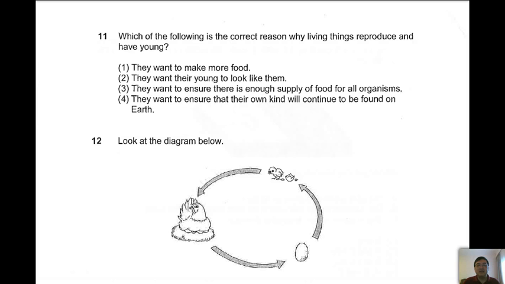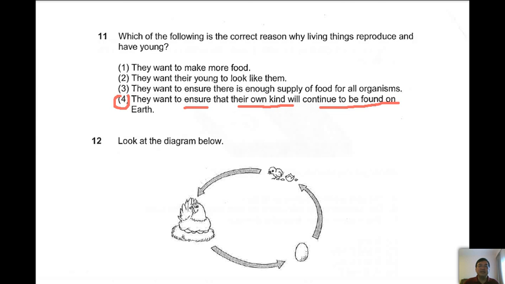Okay, this is obviously the choice, and this is the very classic answer, right? Why living things reproduce is just to ensure our survivability, our own kind can be continued to be found on earth. Right? A sort of competition. I want to be on earth, right? That's why we reproduce. That's what the animals and the plants are thinking.